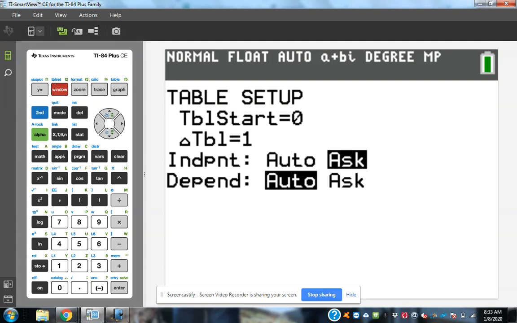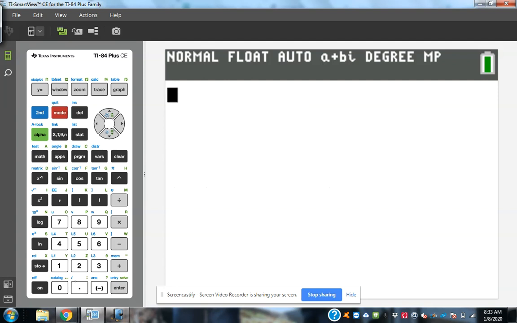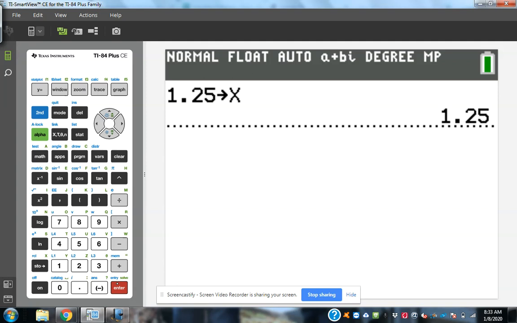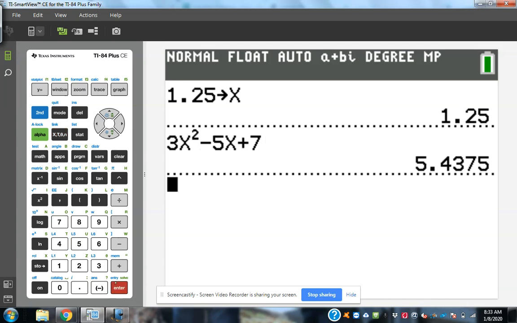The other way of doing it is to actually store the 1.25 as X. Type 1.25, and then right here above the on button is the store button, and I'm going to store that as X. And every time I type an X on the regular calculator screen now, it's going to think, oh, that's 1.25. That's what the calculator remembers. So then I would just type in the problem, 3x squared minus 5x plus 7. Notice that's the same number that I got on the table.